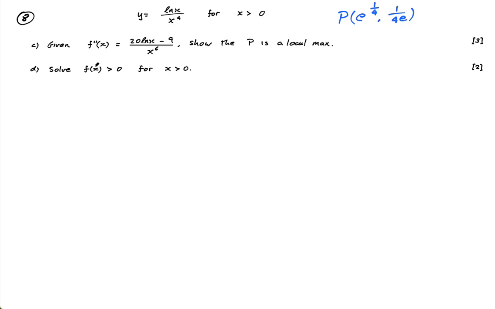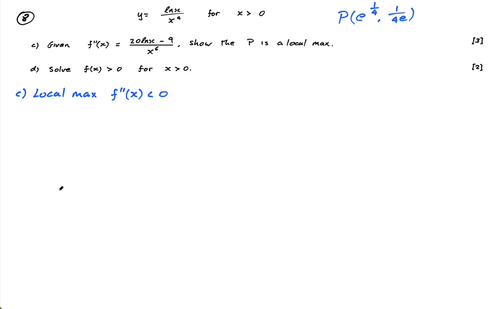Okay, so part C. We are given f double dash of x. Thankfully we don't have to show it, so we're given that. Show that P is a local max. Okay, so at a local max, the second derivative f double dash of x is less than 0. You should know that, guys.